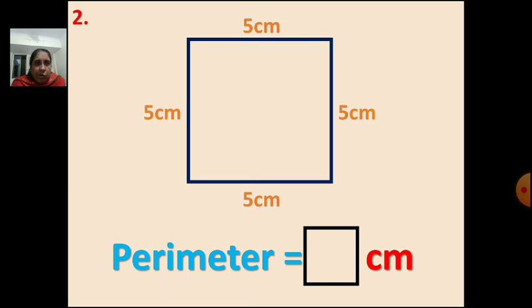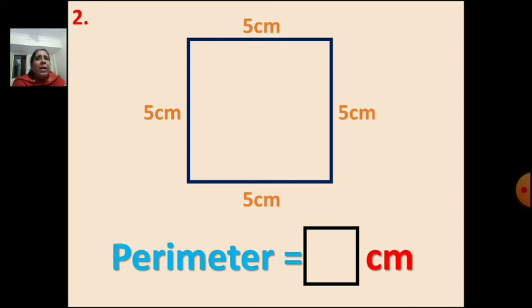Now second question. What is the shape given in this question? Yes, it is a square. And what is the length given of the square? Each side is how much? 5 centimeter. Okay. 5 plus 5 plus 5 plus 5. So you have to add 5, how many times? 4 times. So what will be the answer?